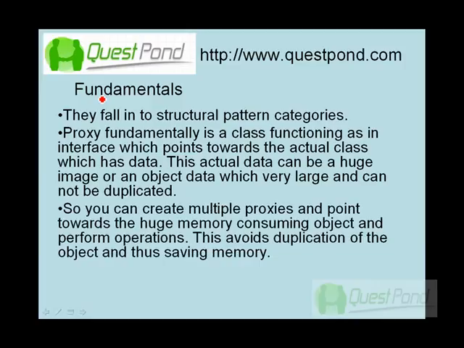So you can create multiple proxies pointing towards a huge memory, and this also avoids duplication. Sometimes you want to duplicate an object or do something with it, right? Then you can always create multiple proxies and work with them rather than duplicating the actual object. So the main intention of the proxy pattern is to have a lightweight interface which points towards the actual data, which is huge and bulky, and do operations through that interface.